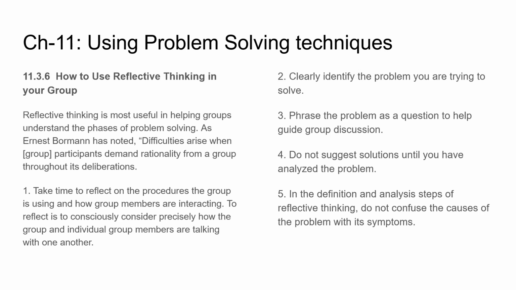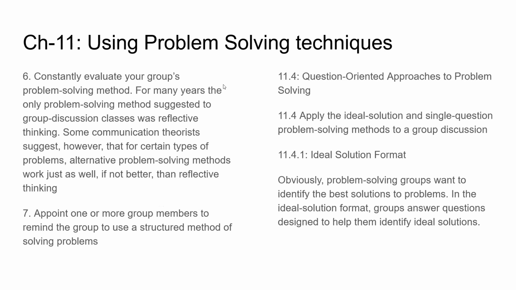Number five, in the definition and analysis steps of reflective thinking, do not confuse the causes of the problems with its symptoms. Number six is constantly evaluate your group's problem solving method. Remember, you need to change it sometimes because you learn things and realize, oh my gosh, we need to totally reevaluate because the problem is not what we expected, right? You ever try to figure out what's wrong with your car? You think it's this, and you have to constantly reevaluate the whole problem-solving method.